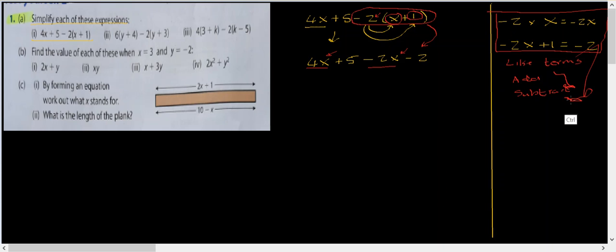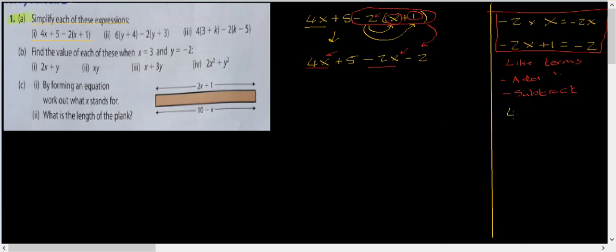Okay, put that now. So we can add and subtract like terms. So we can only add and subtract like terms. So let's say if we do that then, and I'll just do that over here.